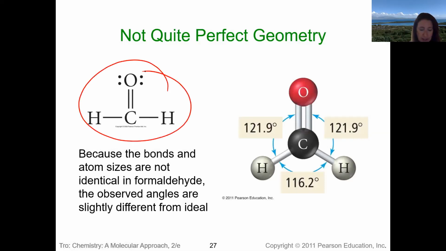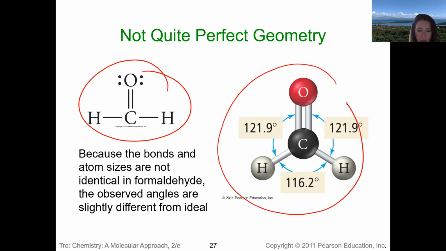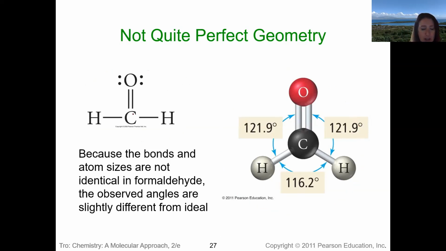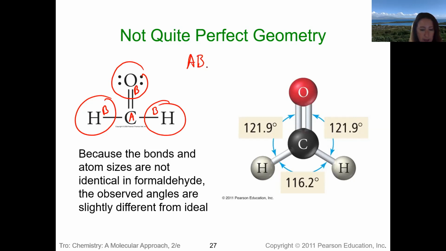So we might draw it like this, right? But just because we draw it like this doesn't mean that's the actual bond angles. Let's do our little structure here. This is A, B, B, B. This is AB3. Remember, AB3 is trigonal planar, and we said the bond angle was 120 degrees.